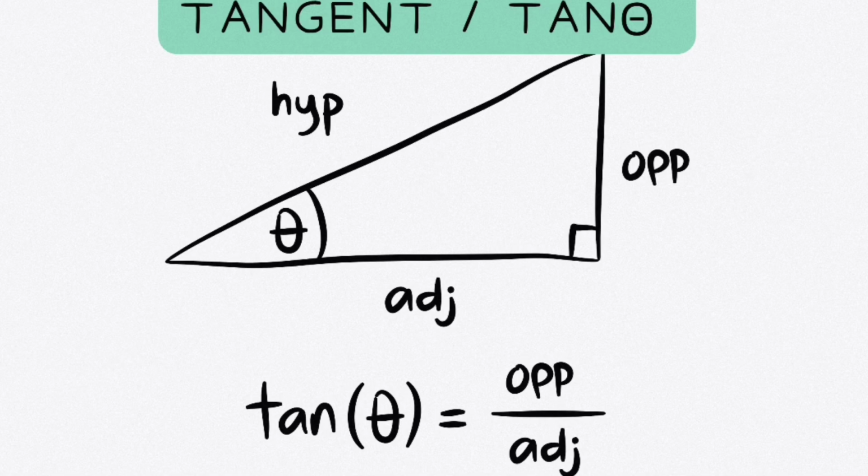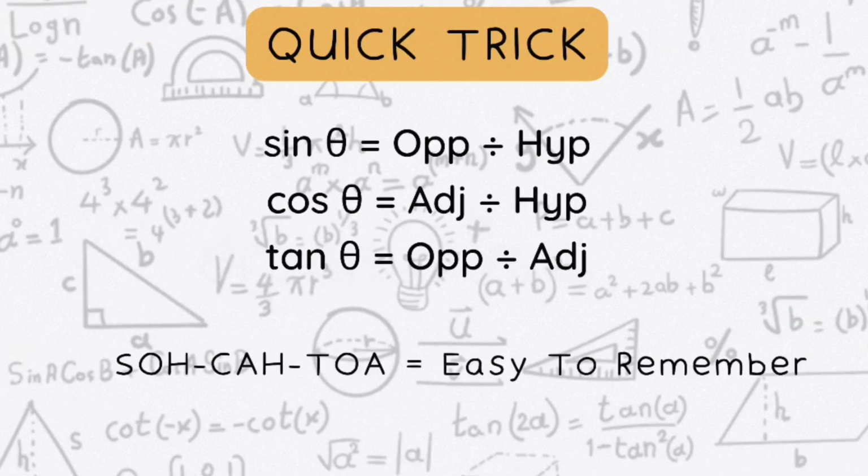Tangent is the ratio of the side opposite the angle to the side adjacent. Tangent is especially useful when you know the two shorter sides of a triangle and want to find an angle. To remember all three formulas easily, use SOH CAH TOA. It's a simple mnemonic. Sine is opposite over hypotenuse, cosine is adjacent over hypotenuse, and tangent is opposite over adjacent. These three ratios are the key tools of trigonometry and will help you solve almost any right angle triangle problem.